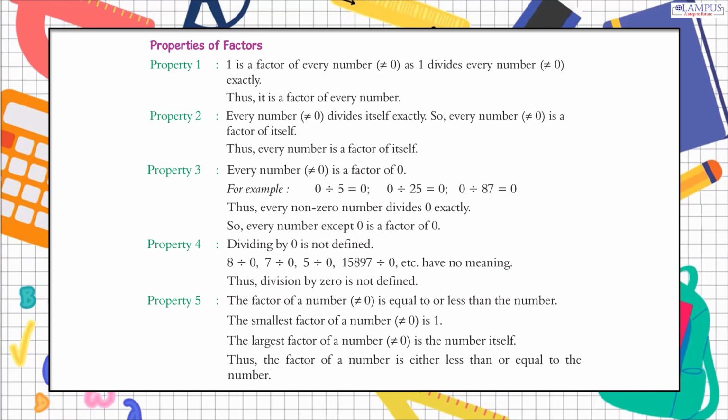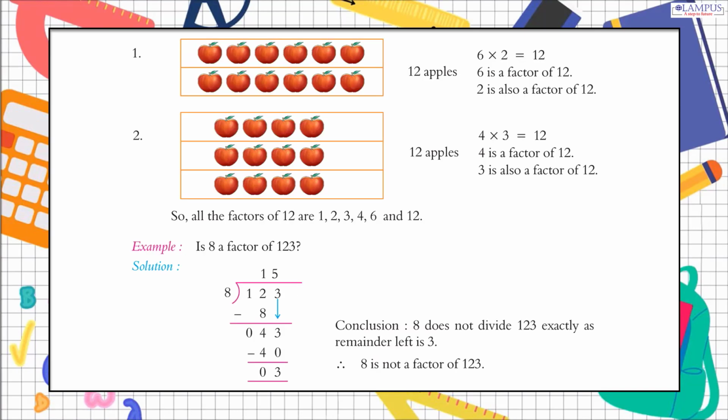Property 5. The factor of a number, not equal to 0, is equal to or less than the number. The smallest factor of a number, not equal to 0, is 1. The largest factor of a number, not equal to 0, is the number itself. Thus, the factor of a number is either less than or equal to the number.